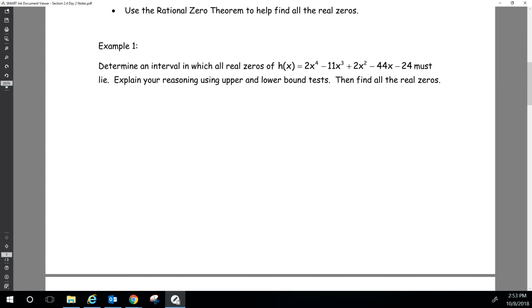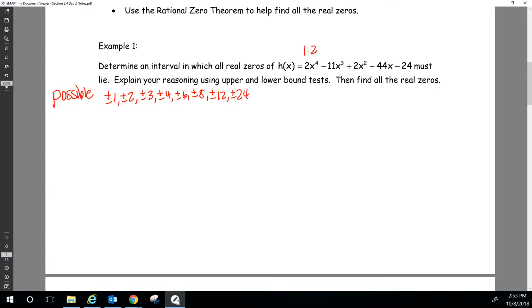So first, let's think about our possible rationals. So our possible rationals would be the factors of 24 divided by the factors of 2. So that would be plus or minus 1, 2 goes into 24, 3 goes into 24, 4 goes into 24, 6, 8, 12, and 24. So these are all my factors of 24 divided by 1.